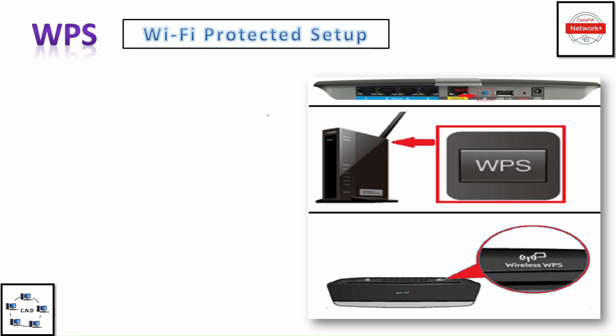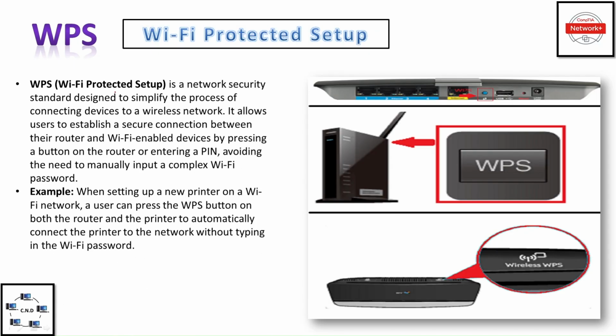WPS, Wi-Fi Protected Setup. WPS, Wi-Fi Protected Setup, is a network security standard designed to simplify the process of connecting devices to a wireless network. It allows users to establish a secure connection between their router and Wi-Fi enabled devices by pressing a button on the router or entering a PIN, avoiding the need to manually input a complex Wi-Fi password. For example, when setting up a new printer on a Wi-Fi network, a user can press the WPS button on both the router and the printer to automatically connect the printer to the network without typing in the Wi-Fi password.